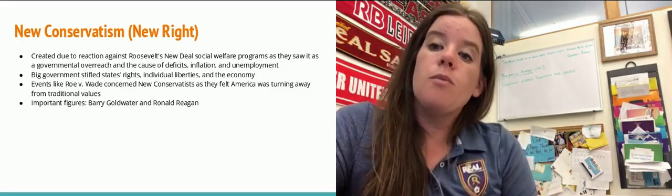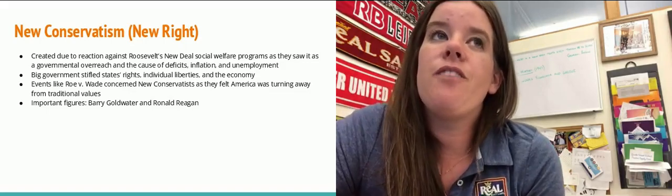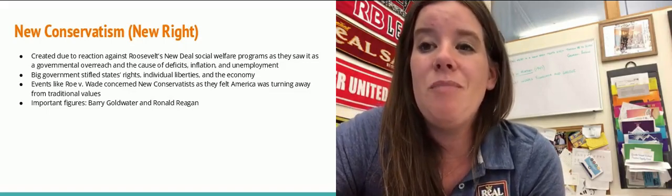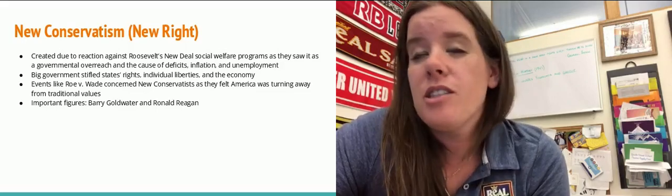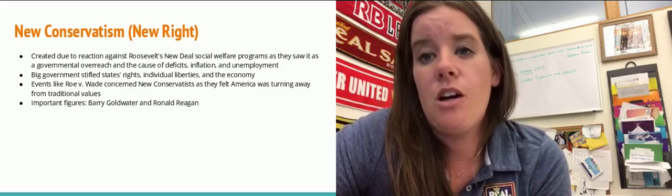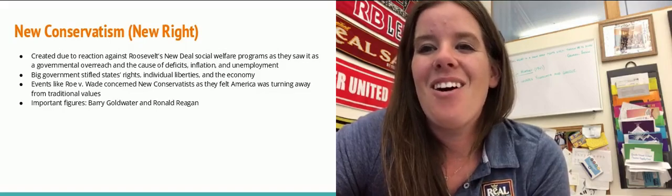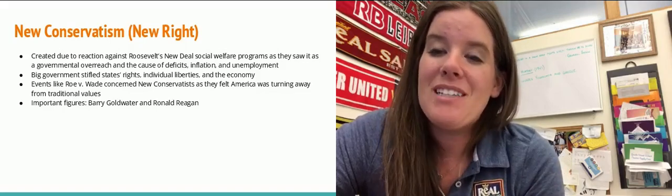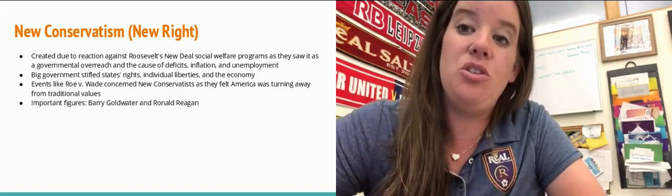So new conservatism comes off of the New Deal. Basically, they felt like Roosevelt's New Deal was a really big overstep: way too much social welfare, way too much government overreach, and it caused a lot of deficits, inflation, and unemployment. Basically everything in the 70s was due to the New Deal.